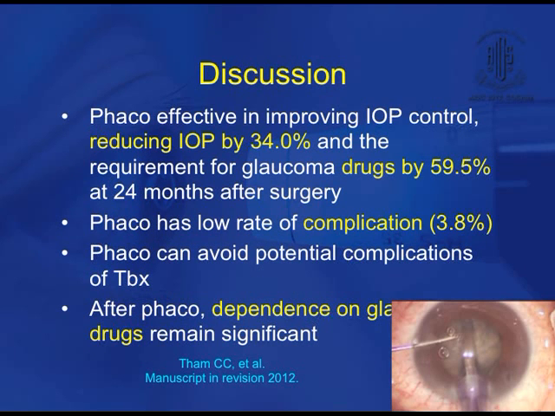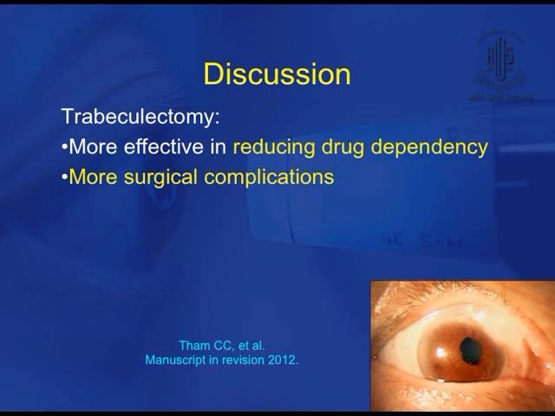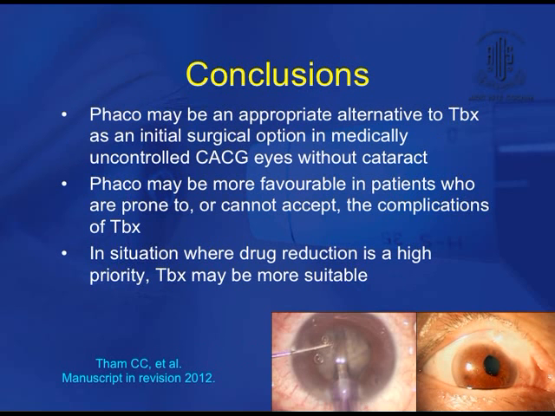So I think at this point, I would say that phacoemulsification, clear lens extraction, is effective in improving intraocular pressure and the requirement for glaucoma drugs at 24 months after surgery. Clear lens extraction has a low rate of complications. You can avoid the potential complications of trabeculectomy by doing clear lens extraction, but after clear lens extraction, the dependence on glaucoma drugs remains significant. In comparison, trabeculectomy allows you greater reduction in drug dependency, but it is associated with more surgical complications.